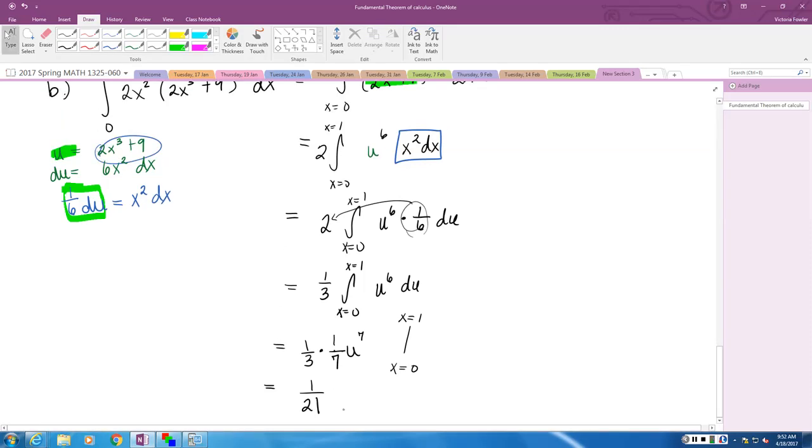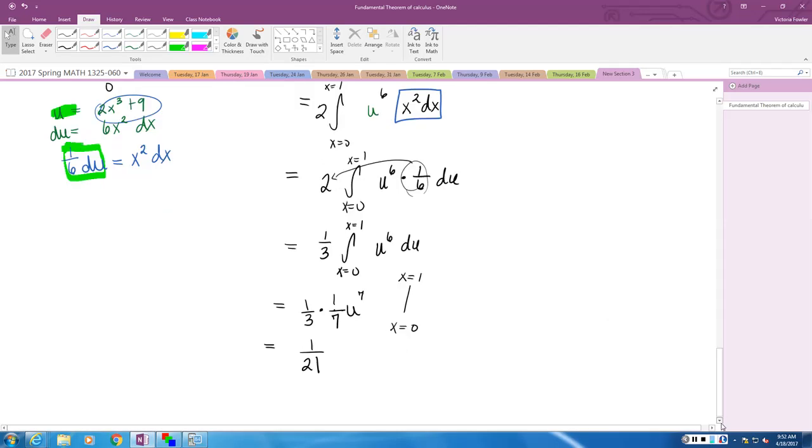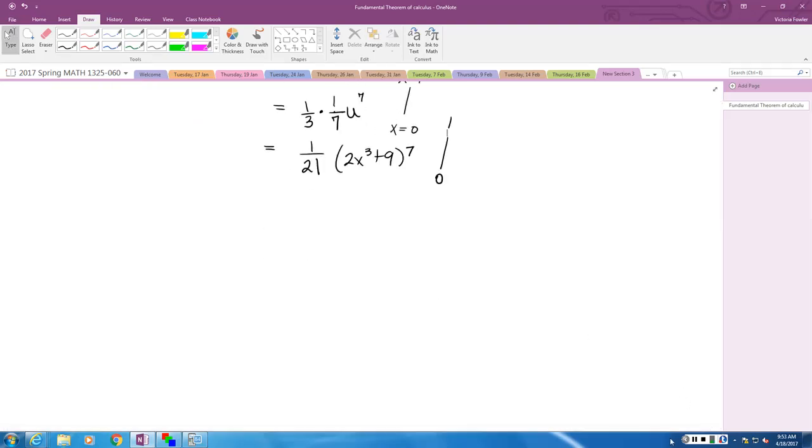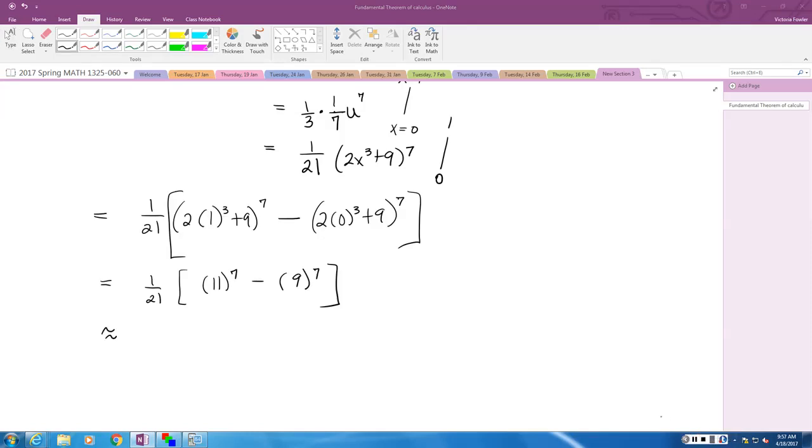So I've got 1/21 times the quantity 2x cubed plus 9 raised to the 7th, and I'm going to evaluate it from 0 to 1. Do we all agree with that? I'm going to pause it. Okay, so that sounds right.